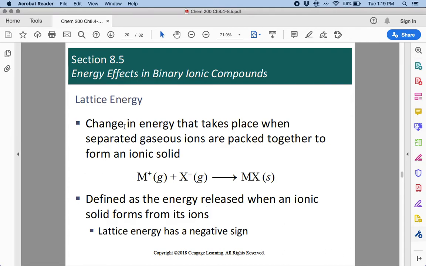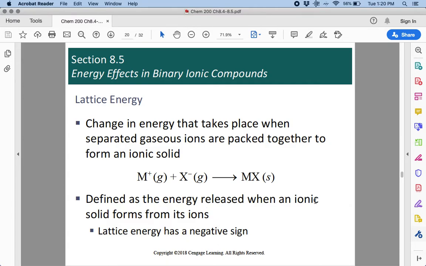compounds. The change in energy that takes place, the way we usually measure this, is going from the gaseous cation and anion to the solid of the ionic compound. And this typically is done on a 1 mole scale. So what is the energy it takes to turn the gases of the reactants into 1 mole of products? That's what we're usually considering when we say a lattice energy.